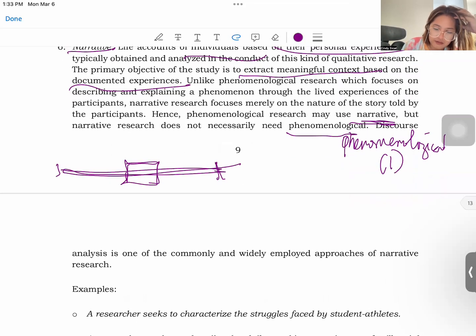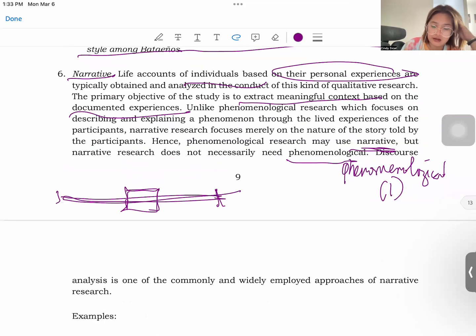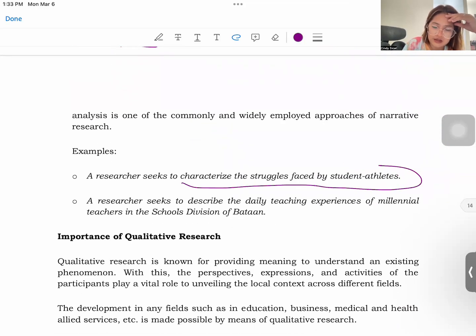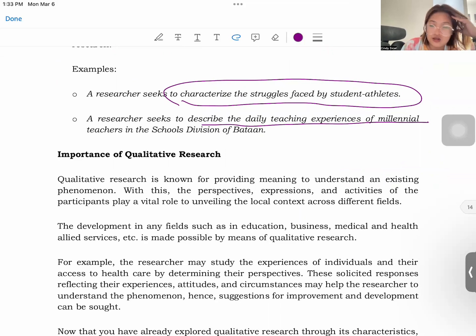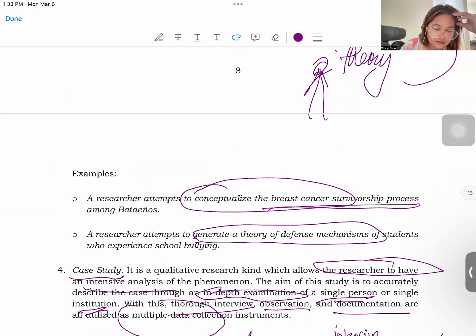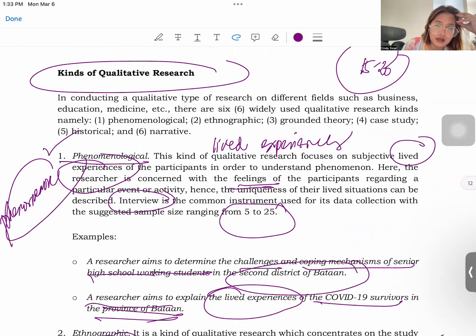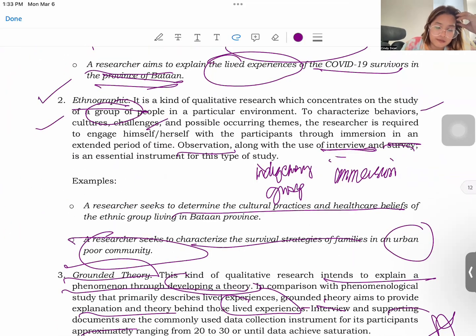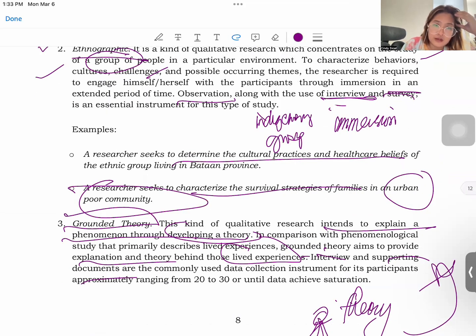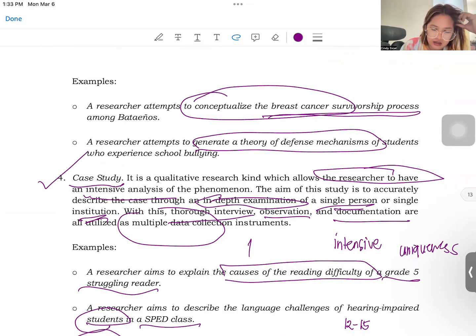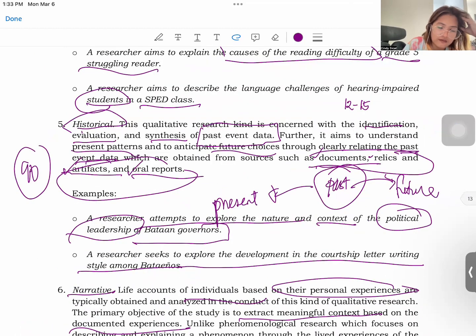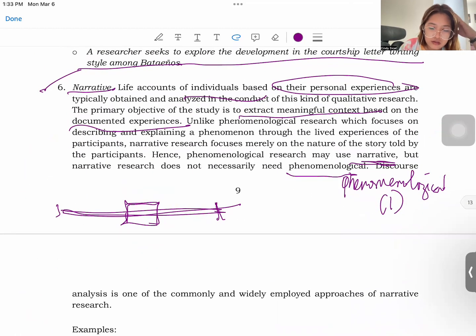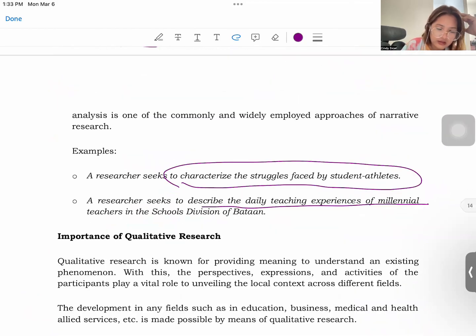So, isa sa mga ginagamit na approaches is discourse analysis for narrative. Okay? Characterize the struggles faced by student athletes, that's narrative, or describe the daily teaching experiences of millennial teachers. Okay? It's their story. So, with that, balikan natin. Phenomenon that lived experiences. Ethnographic, group of people. Grounded theory, develop a theory. Case study, okay? You have an intensive analysis, pwedeng isa lang. And then, narrative, personal experiences, but yung tao, hindi lang siya yung sa phenomenon. And then, yun, those are the types.